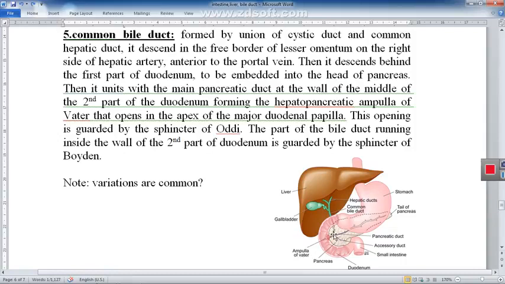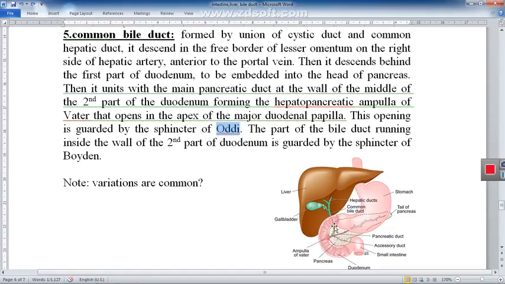The ampulla of Vater opens into the middle of the second part of the duodenum from the medial side, and this ampulla opens into the mucosa of the duodenum by an elevation in the mucosa which is called the major duodenal papilla. This elevation in the second part of the duodenal mucosa is guarded by a valve which is called the sphincter of Oddi.